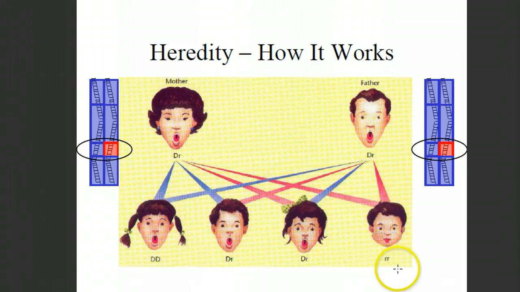Is this child heterozygous or homozygous? If you said homozygous, you're correct because both genes are the same, and he is not going to be able to curl his tongue because he doesn't have the tongue curling gene. So homozygous for the first and the last child in this illustration, and for the 2 kids in the middle, they are heterozygous.